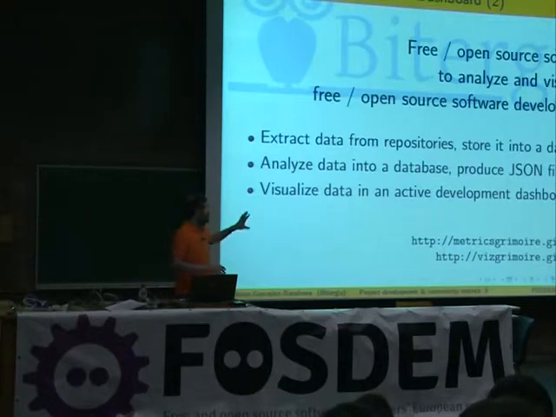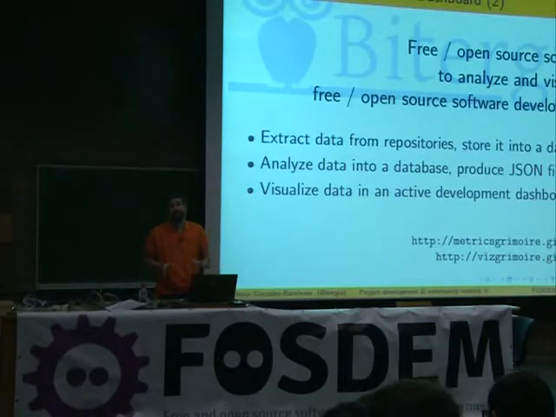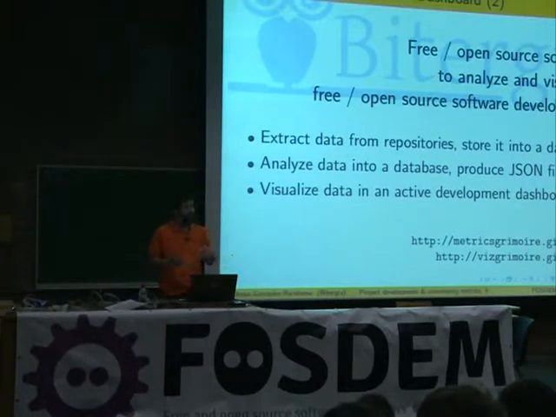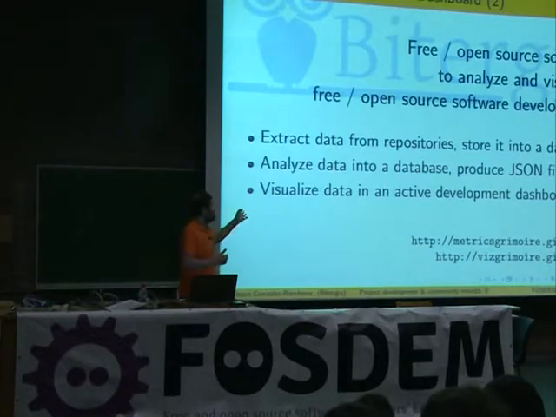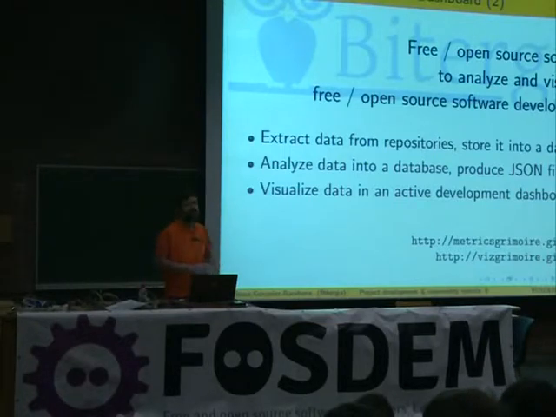So the idea from the technical point of view is easy. So let's go to the repositories, the information is there, so let's extract it. Then let's put it into a database. Once we have all the information in the database, we run some analysis and some pretty simple queries on the data and produce JSON files. And those JSON files are consumed by some JavaScript running on the browser and displayed. So that's it. So in principle, it's quite simple.